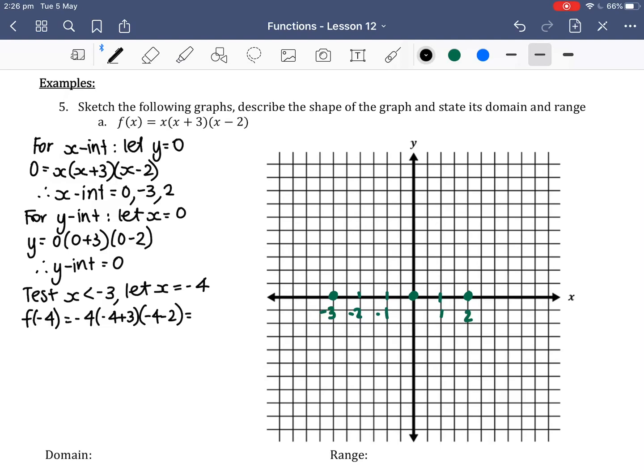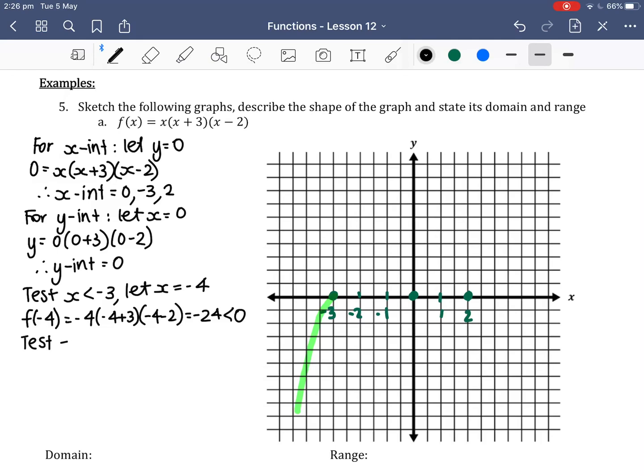So it will be f(-4) = -4(-4 + 3)(-4 - 2). When we put this into our calculator, we get -24, which is less than 0. So when we sub one of these values in and it is less than 0, that means it starts below the x-axis. So that means for this graph, we are going to be looking like this. When our x values are less than -3, it's going to be below the x-axis, like so. Now we want to know what happens between -3 and 0.